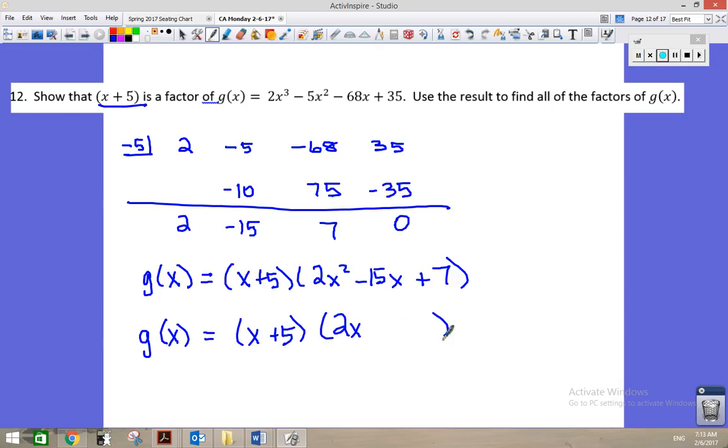2x times x is 2x squared. With this being positive and the middle term being negative, both of these terms have to be negative, and 2 times the negative 7 is negative 14, minus another 1 is negative 15. So now we have found all of the factors. We don't have to find the zeros. It said to find the factors.